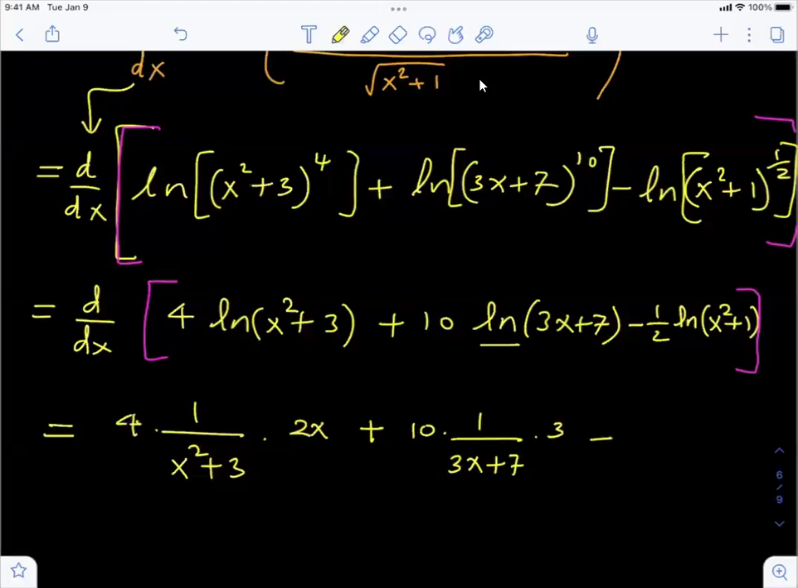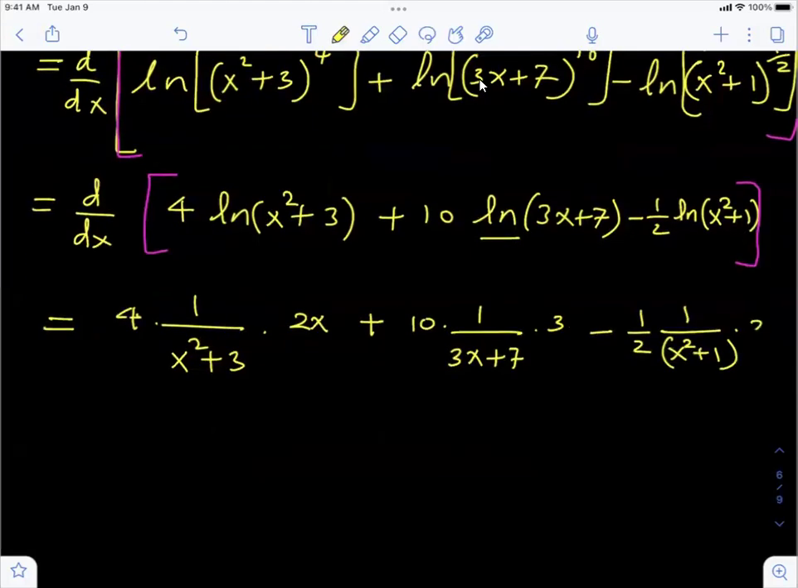And minus 1/2 remains as the constant multiple, and take the derivative of ln of x squared plus 1. So the derivative of ln of x will result in x squared plus 1 in the denominator, and then take the derivative of the innermost function, which is going to be just 2x again.